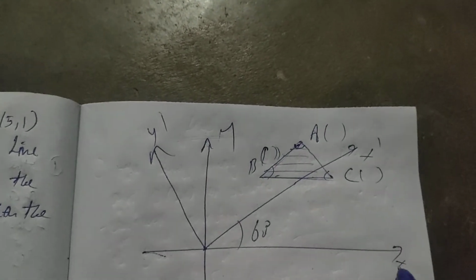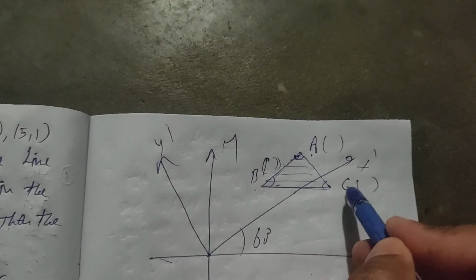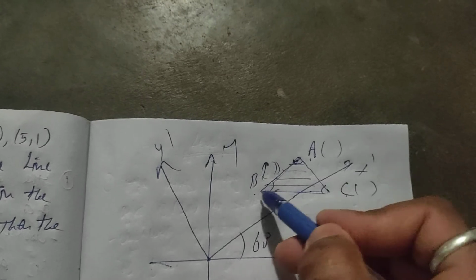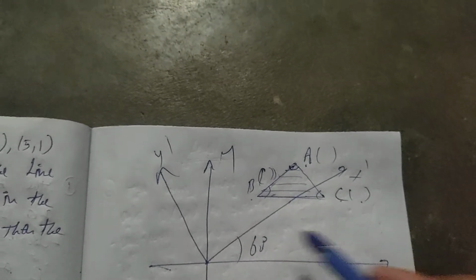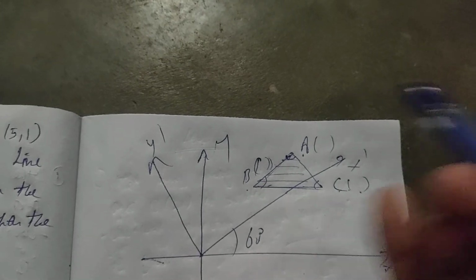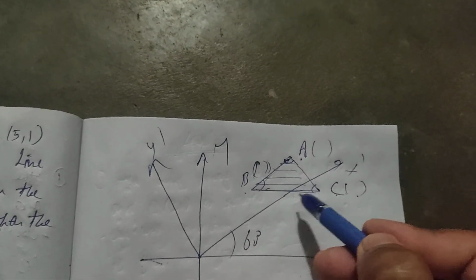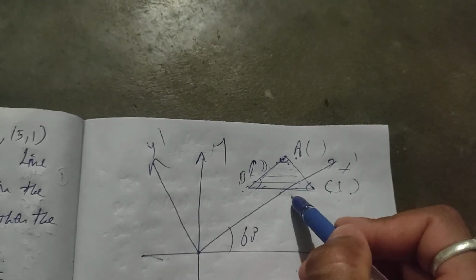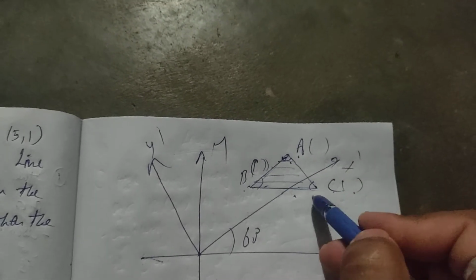According to the original axis, A coordinate, B coordinate, C coordinates are whatever they may be, some 1 comma 2, 3 comma 4, 5 comma 6. Then according to the new coordinate axis, these A, B, C coordinates will be changed, but perimeter, area, lengths, angles never change. It will be the same only.